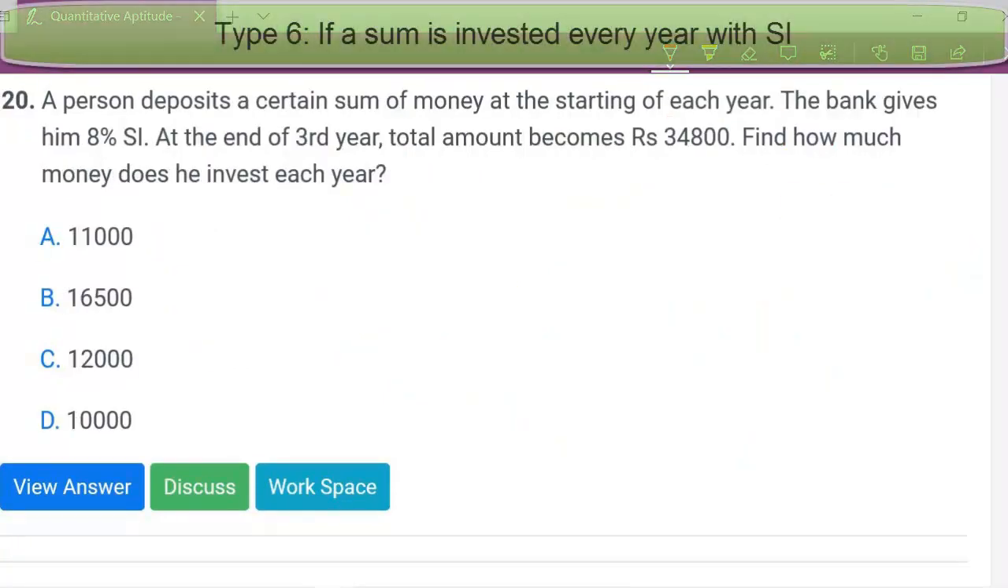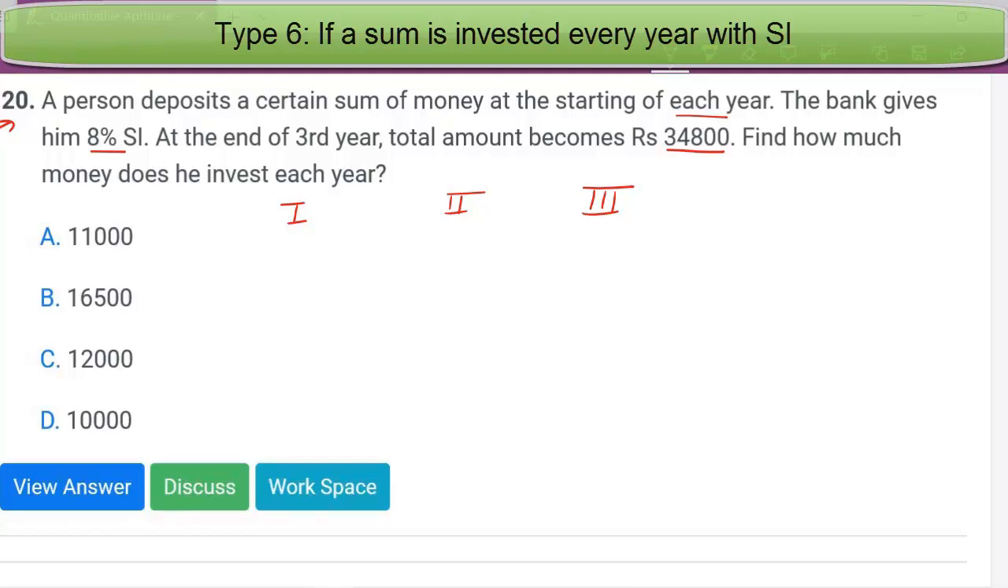So let's take another type of question. This question says a person deposits a certain sum of money at the starting of each year. The bank gives him 8% simple interest. At the end of the third year, the total amount becomes this much. Find how much money he invests each year. So here you need to be careful that he is basically investing a particular amount every year. For 3 years he is doing so. So I am just representing this.